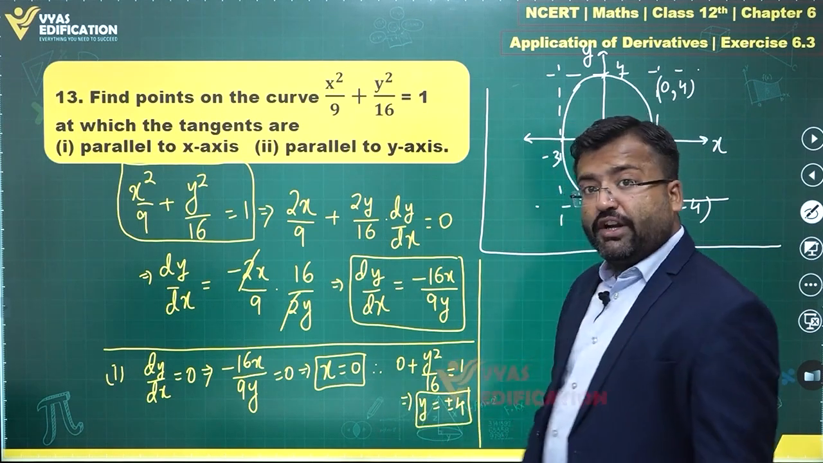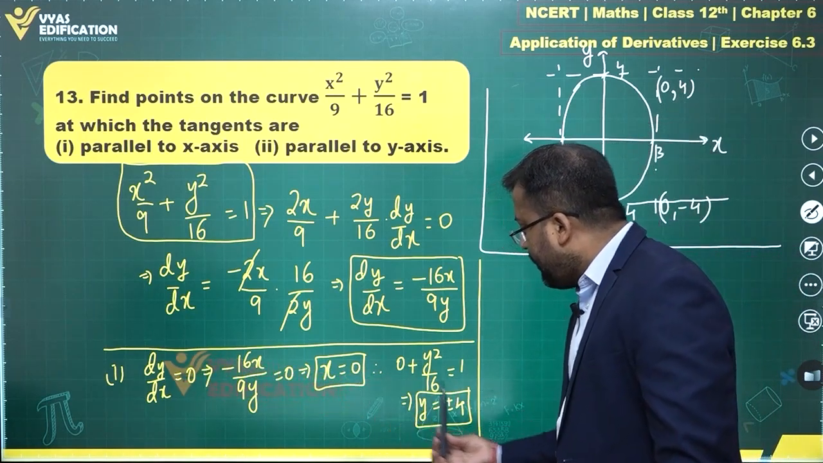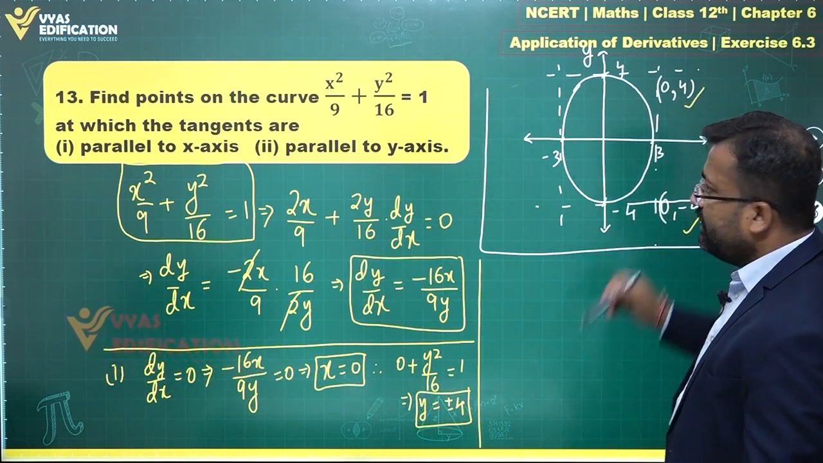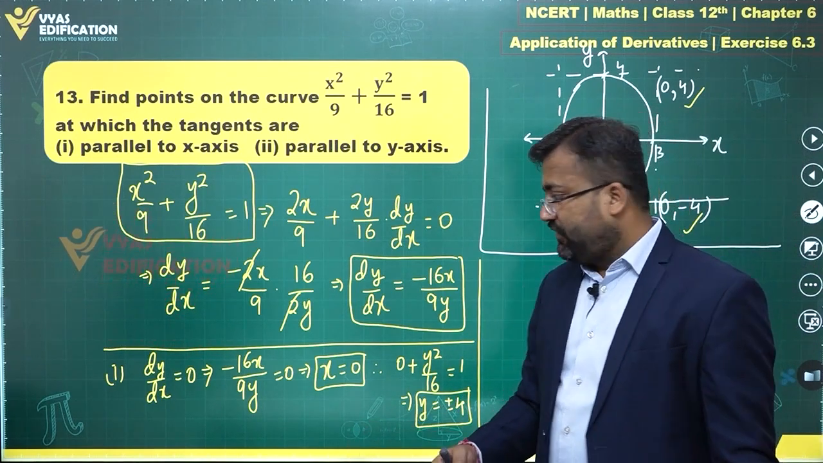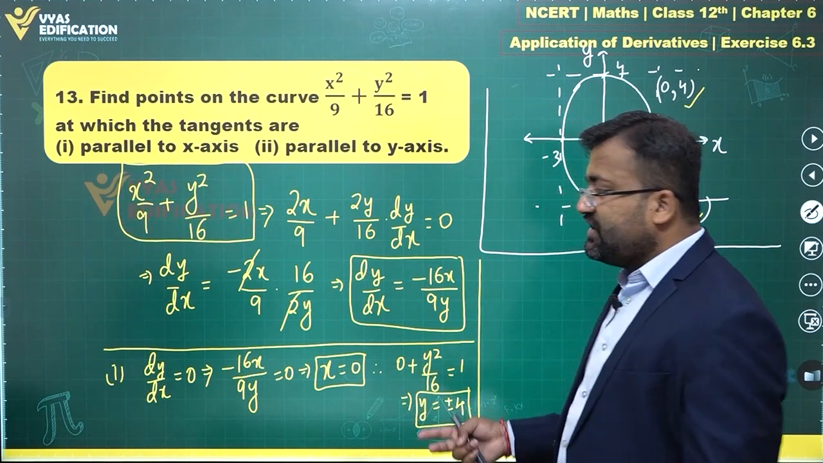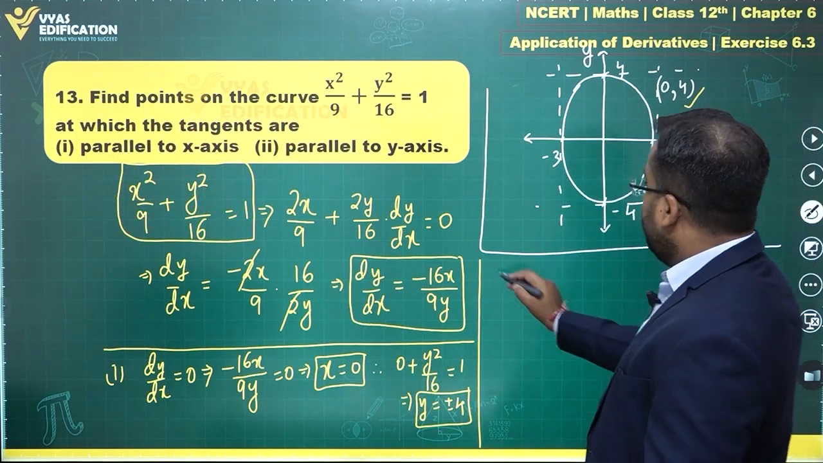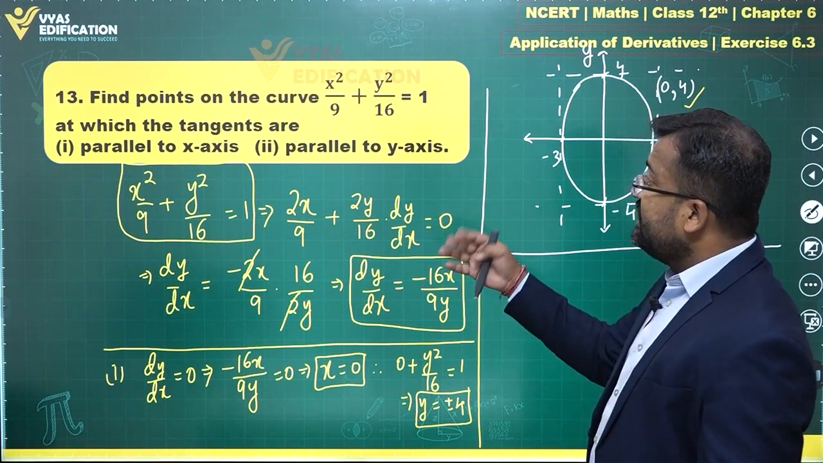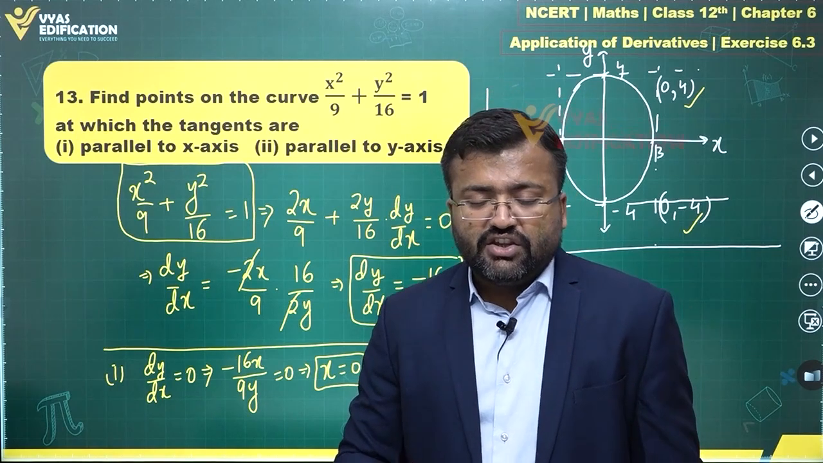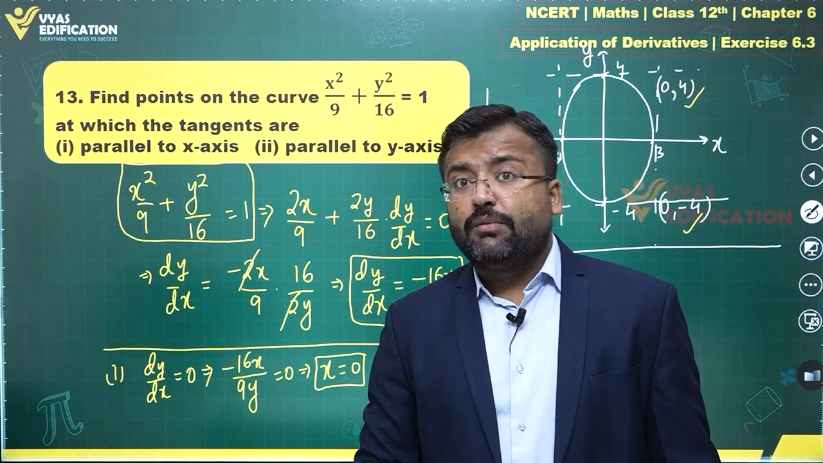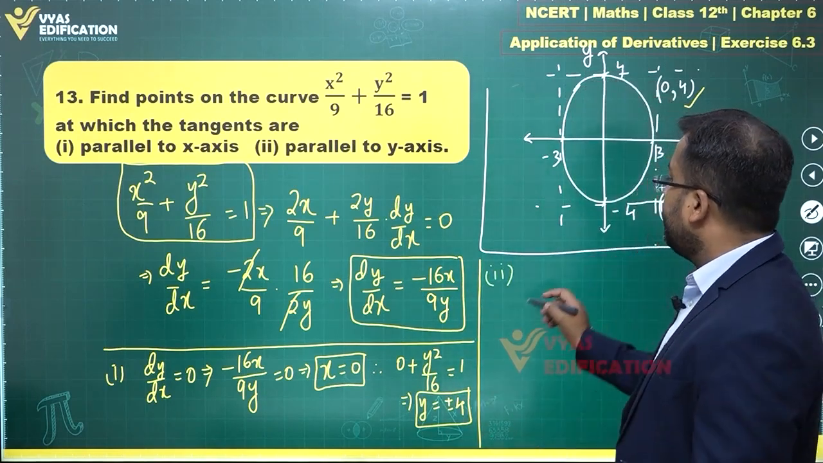And therefore, these are the required points. Can you observe? 0, 4, 0, minus 4 are the required points at which tangents are parallel to the x-axis, right? 0, 4, 0, minus 4, these will be 2 points. Let's solve part 2 then. Part 2 says tangents parallel to the y-axis. Now, if tangent is parallel to the y-axis, the normal, which is perpendicular to the tangent, will be parallel to what? The normal will be parallel to the x-axis.